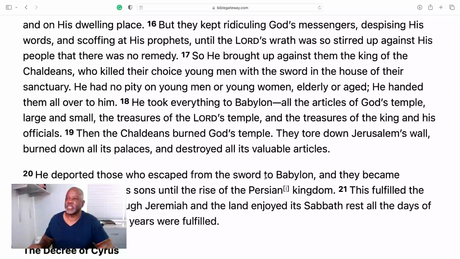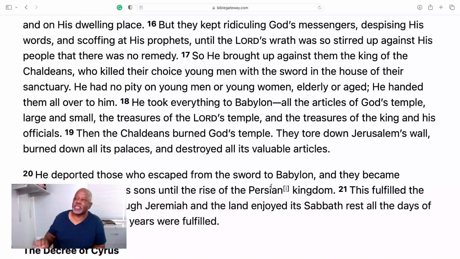I'll start reading at verse 17 again. So he brought up against them the king of the Chaldeans, who killed their choice men with the sword in the house of their sanctuary. He had no pity on the young men or young women, elderly or aged. He handed them all over to them. These would be the ones also that rebelled against God. By the way, those who followed God's commands and surrendered as he told them to were treated well as people in bondage, but they weren't brutally destroyed as these people were.